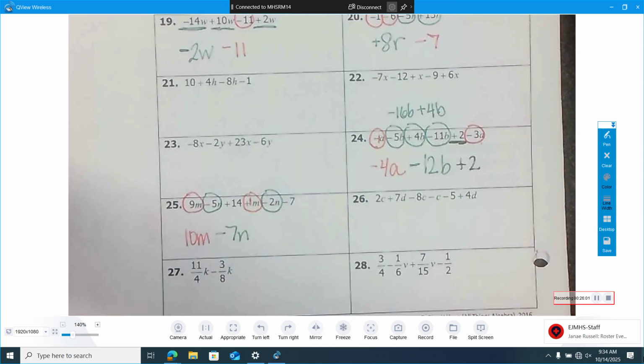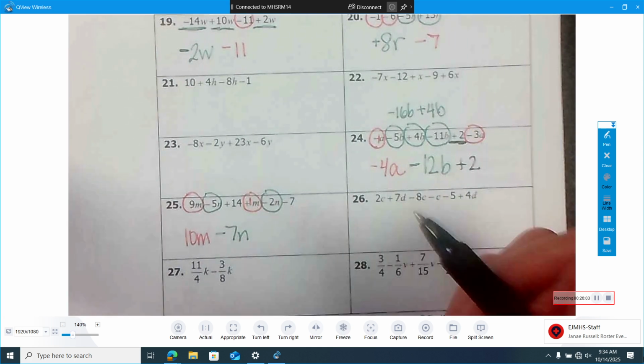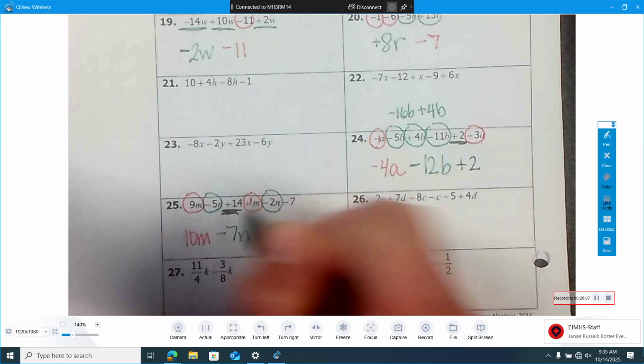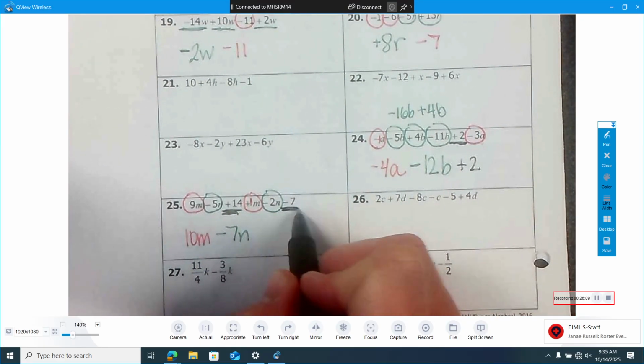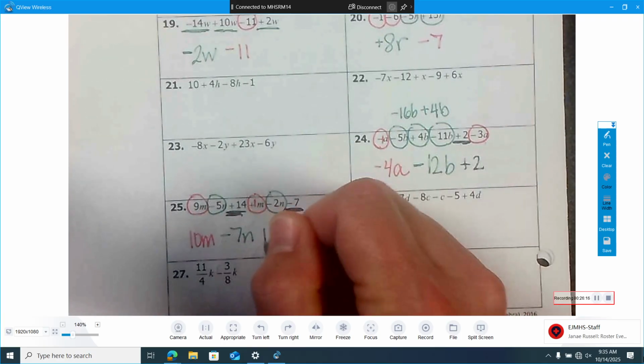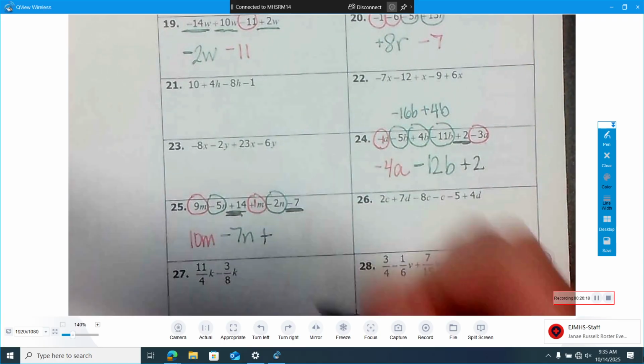Very, very good. And then last, we got some other friendlies here. Yeah, positive 14 and negative 7. We got 14 positives. We got 7 negatives. Who's going to win that battle? Positives are going to win by 7.